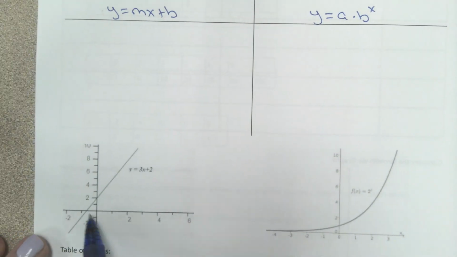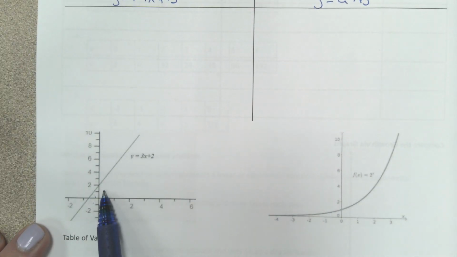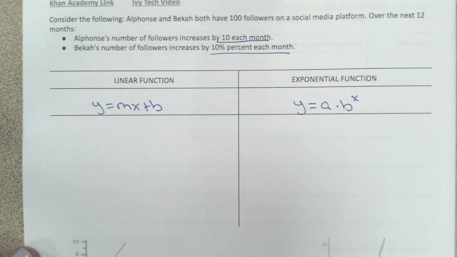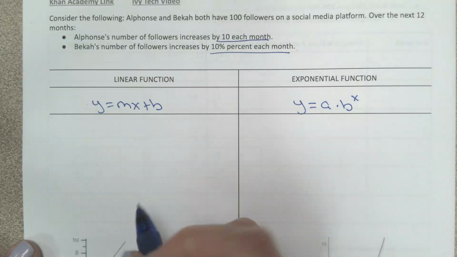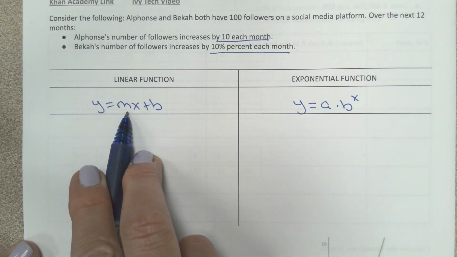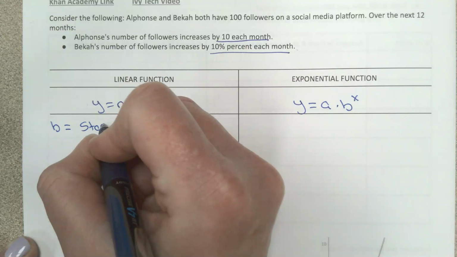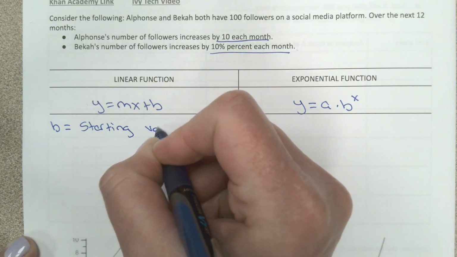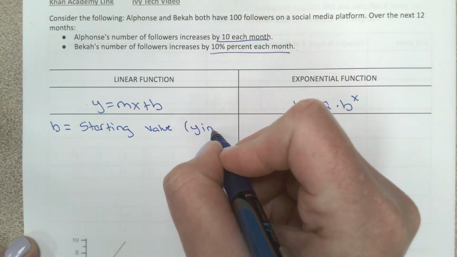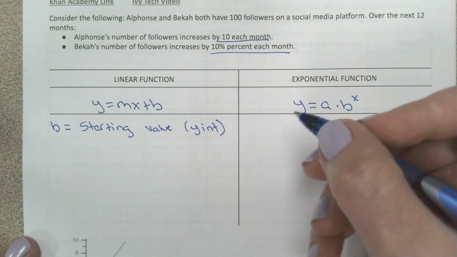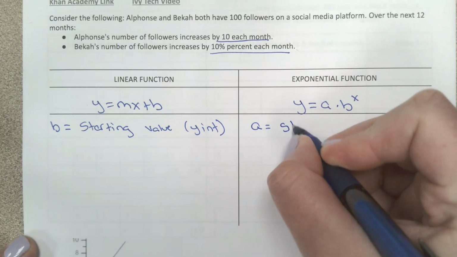So if you look down here, we've had lots of experience with lines, so this is what a linear function would look like if you graphed it, and this is what an exponential function would look like if you graphed it. So what do these variables represent? Over here in this one, the b is your starting value. It shows up on your y-intercept. On an exponential function, it is the a that is the starting value.